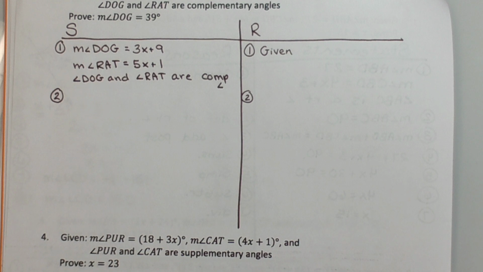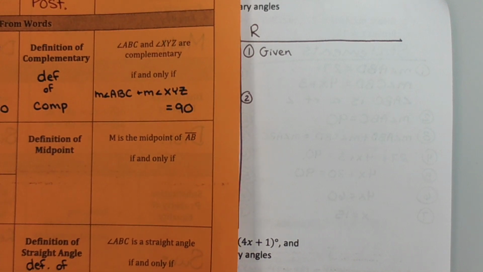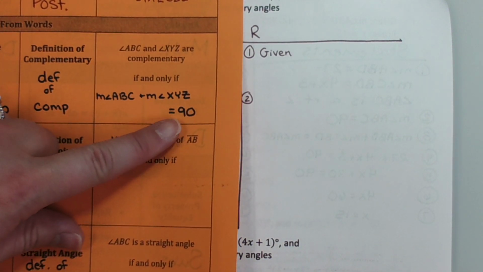I see the word complementary. Complementary means two angles that do what? That's congruent. They are often different. You get an orange sheet. Complementary should be on it. Complementary means they add up to 90.